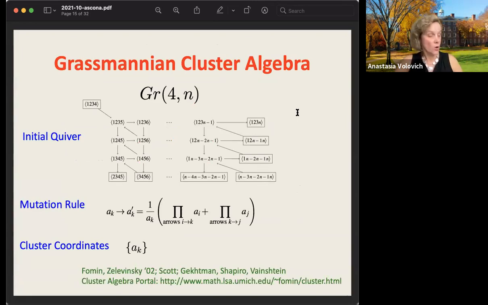So for 6 and 7 points, the answer to this question will turn out to be cluster algebras. To define the cluster algebras, you have to start with an initial quiver and specify certain mutation rules. The initial quiver for Gr(4,n) is written on the slide, and given the various arrows, you can produce various cluster coordinates by certain mutation rules. The cluster algebra is a subject in mathematics active in the past 20 years. The best reference, I think, is the Google cluster algebra portal, where every single conference and anything written would appear. They were invented by Fomin and Zelevinsky in 2002.